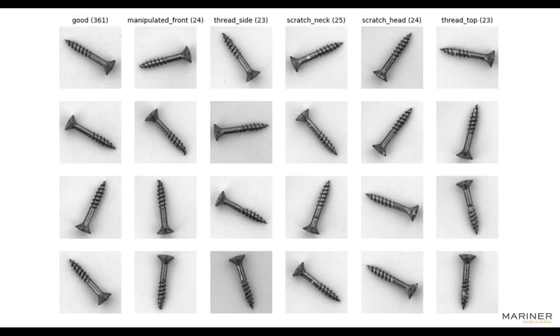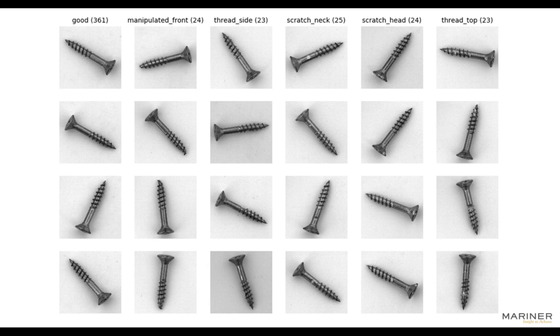I intentionally picked a class that would be difficult. This is the screw class, and I want to show you that deep learning is very powerful, but it can't solve every problem in the world, and it can't solve every problem without much data. So here's a harder example. Let me walk you through this briefly. These are screws, and the defects we're looking for are really subtle. If you look at that manipulated front, just the tip of the screw is bent inward. So that's a very subtle defect.